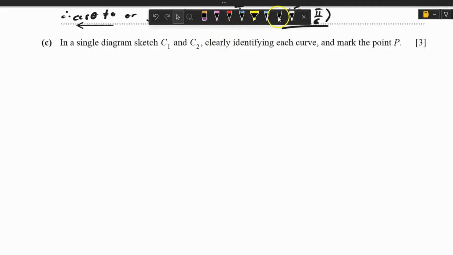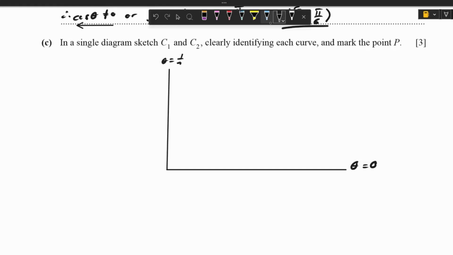So I'm going to put the sketch right here. So we have this line, which is the initial line, okay? So theta is equal to 0. And we also have the vertical line, which is the line theta is equal to a half pi, all right? So for the curve C1, we saw that it is like this. And for C2, it goes like this.